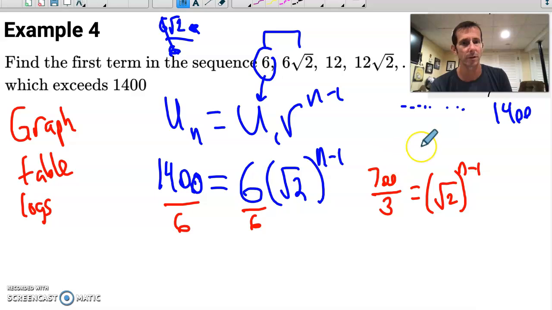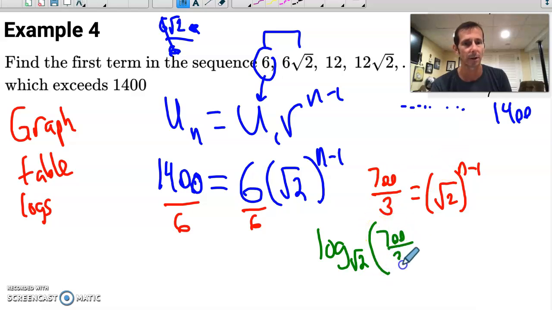So this is the base. If I want to convert this to a log equation, I have to write log base rad 2. Remember, the base of my exponential is the base of my log, but these two things are backwards now. My input on my log becomes 700 over 3, and that would equal the exponent, which is n minus 1.